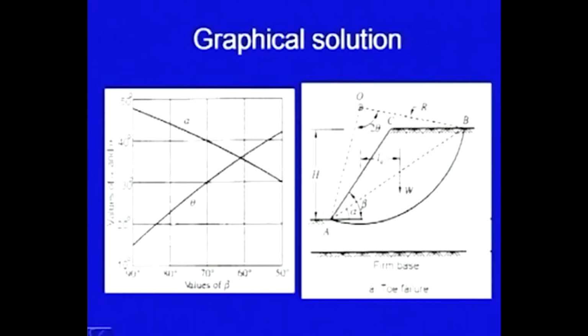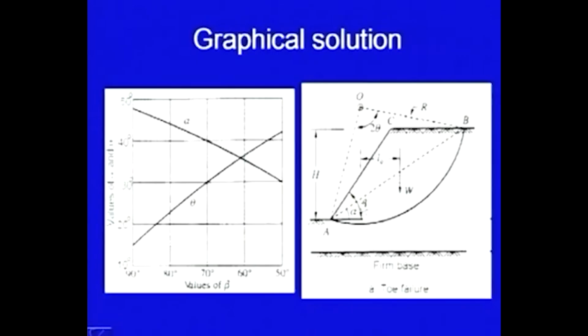So, here the graphical charts are available. On the x axis you can see the slope angle beta, and on the y axis these are two parameters alpha and theta. Please refer to this figure. 2 theta is the angle subtended by the arc here, and alpha is the angle which this particular base line makes with the horizontal. So, the method becomes very simple. This is the case of the toe failure.